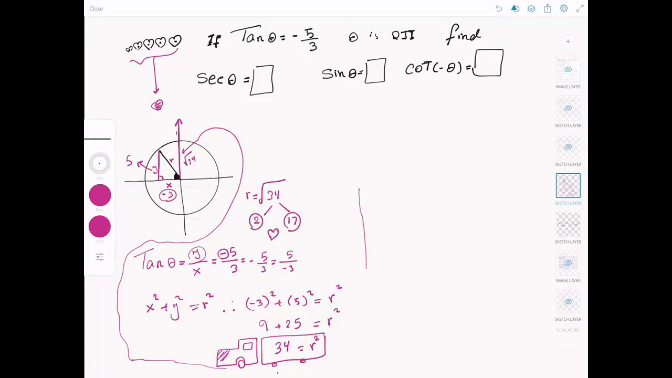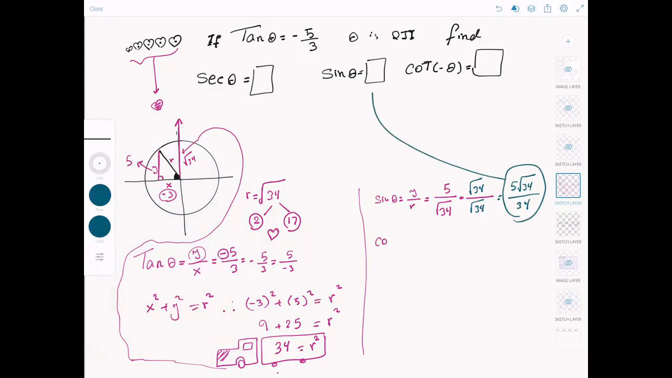So now they ask us for sine of theta. Sine of theta is y over r. What is y over r? It will be 5 over root 34, correct? We have to rationalize it by multiplying by radical 34 over radical 34. This will give us 5 root 34 over 34. This is sine, it can go right there.